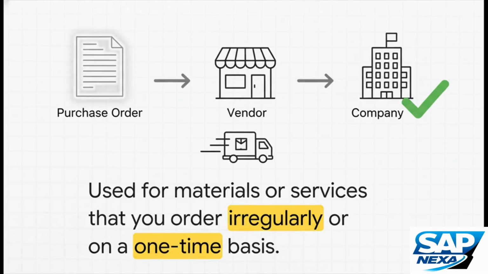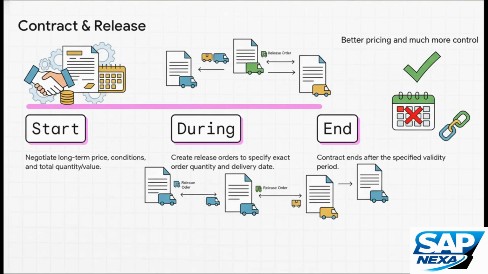The one-time purchase order, or PO, is your everyday workhorse. It's perfect for things you buy every now and then, or maybe just this one time. You need something, you create a PO, you send it off, they deliver, and you're done. It's straightforward. Now, for materials you buy on the regular, a contract is a much smarter way to go.